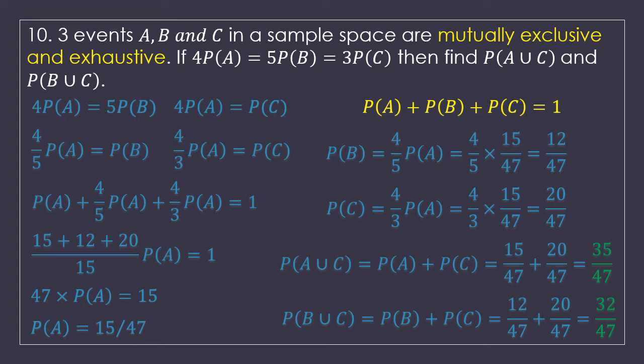So your answers to the initial question: probability A union C is 35 upon 47, and B union C is 32 upon 47. Just recap this video if you have any doubts. Just recap this video once or twice so you will get the concept which I have used in this question.